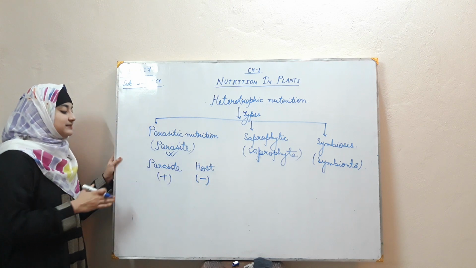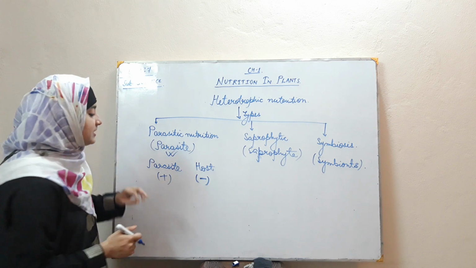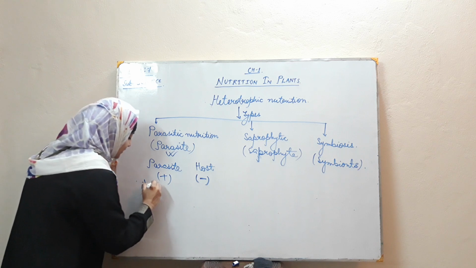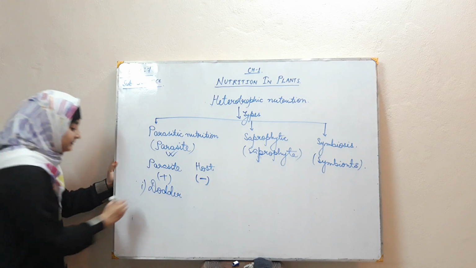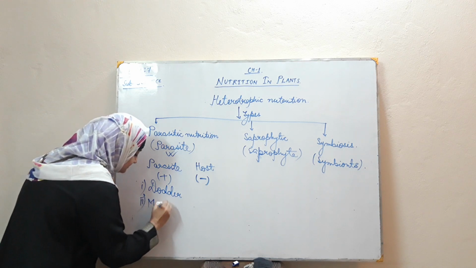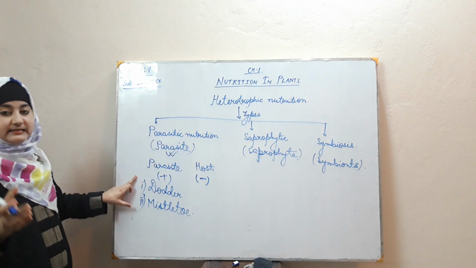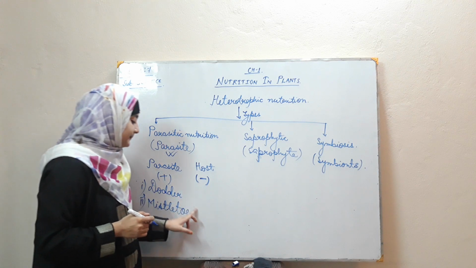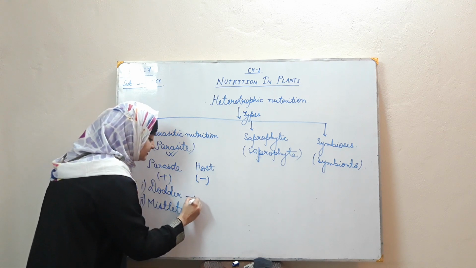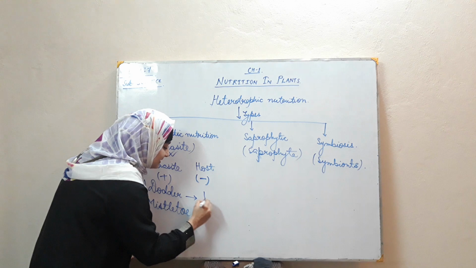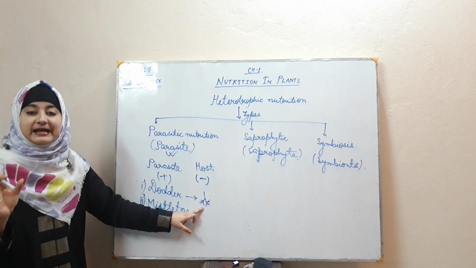Okay, now let's discuss parasitic plants. We have to discuss the parasitic mode of nutrition in case of plants. Take one common example, that is dodder, and another common example, that is mistletoe. So these are the examples of parasitic plants. Dodder generally depends on another plant. They derive the nutrition from the host plant by developing root-like structures.